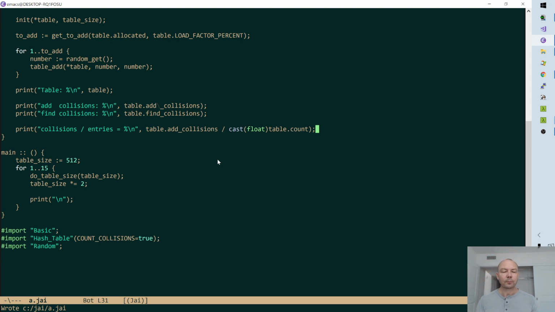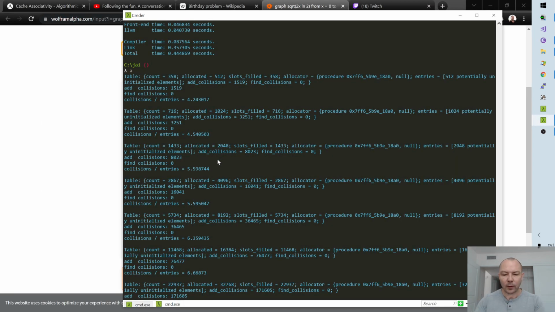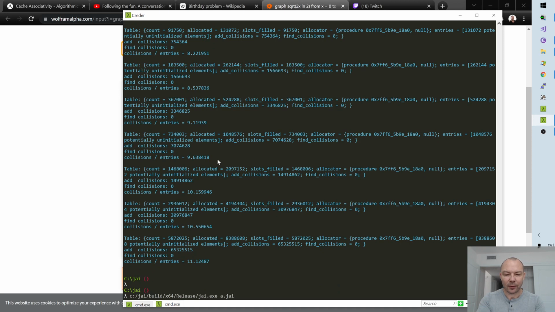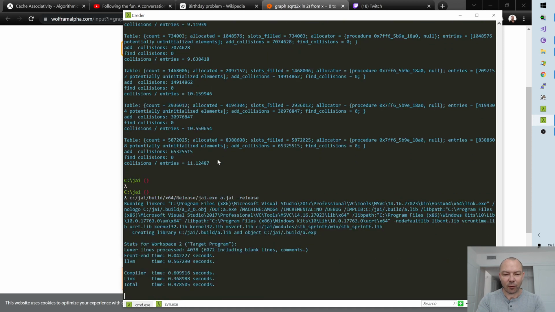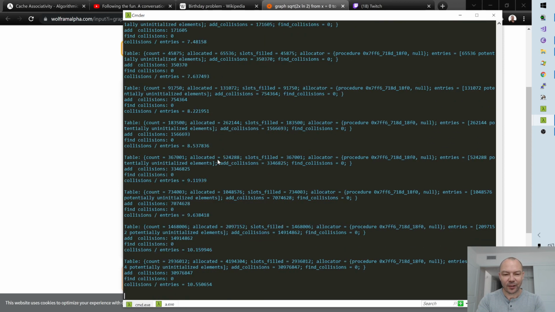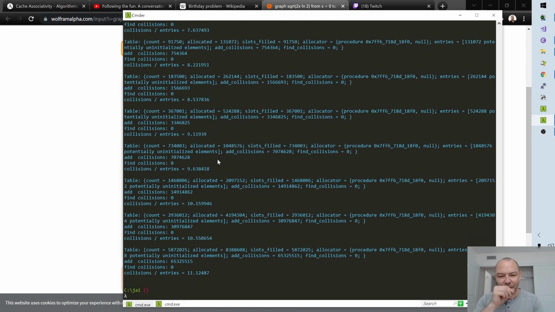Okay. Now, that's kind of interesting, right? Let's build a release build of that. See if it goes faster. A little bit. It still chonks along when it gets big because of all those collisions.